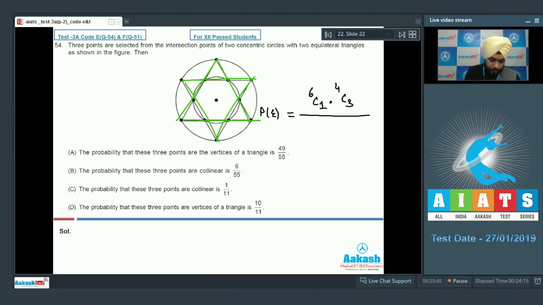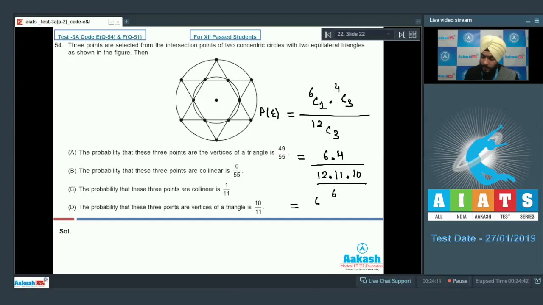n of S will be the total number of points, that is 1, 2, 3, 4, 5, 6, 7, 8, 9, 10, 11, 12. 12C3 directly. So for collinear, that will be 6 into 4 divided by 12 into 11 into 10 divided by 6. That is 6 upon 55. So option number B is correct for collinear. 1 minus 6 upon 55 is 49 by 55. The only other possibility is that if the points are not collinear, they will form vertices of a triangle. Very simple. So option number A is also correct. Final answer, option number A and option number B.